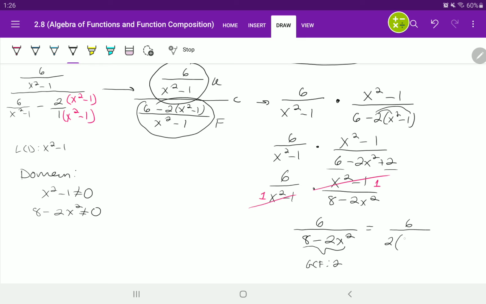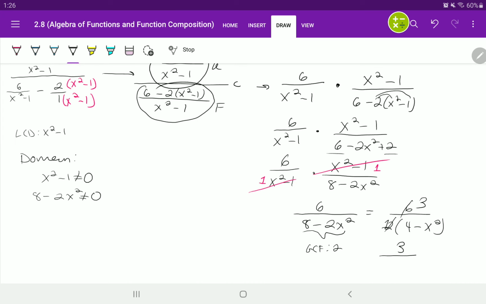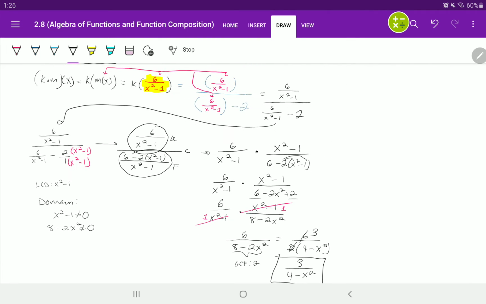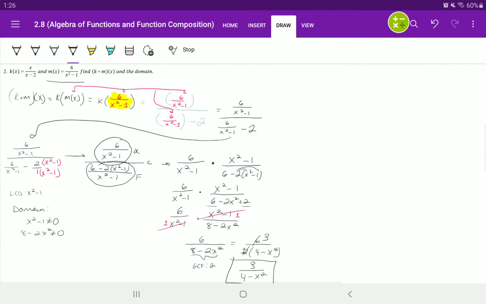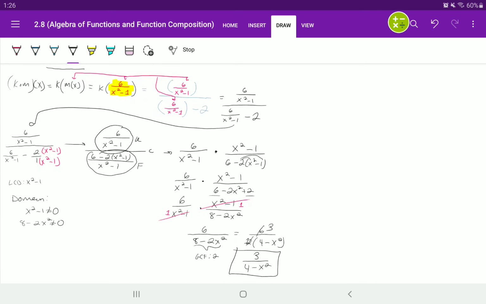When I factor out 2 out of my denominator, I'm left with 4 minus x squared inside my parentheses. And 6 divided by 2, when I do that, is going to give me 3 on top and 1 on the bottom. So that's going to be 3 divided by 4 minus x squared. And that is my simplified fraction. So a lot of work, yes, to find k of m of x. But we're still not done, because now we must find the domain.